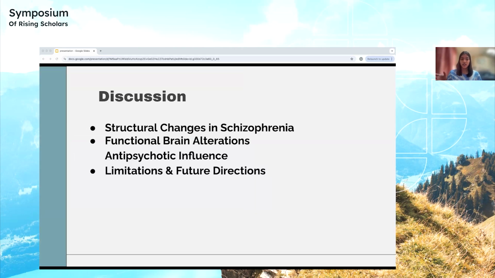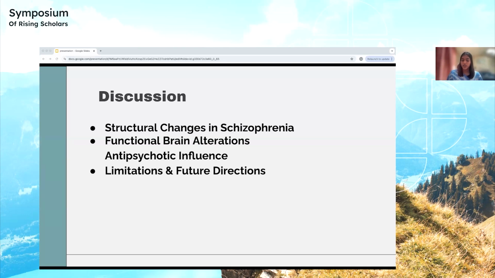So, as for the discussion, just to summarize, schizophrenia is marked by widespread gray and white matter loss, particularly in the frontal, temporal, parietal, as well as hippocampal and thalamic atrophy. So, ventricular enlargement further suggests cerebral atrophy, and these structural deficits align with core symptoms such as impaired executive functioning, memory loss, sensory misperceptions, paranoia, hallucinations.